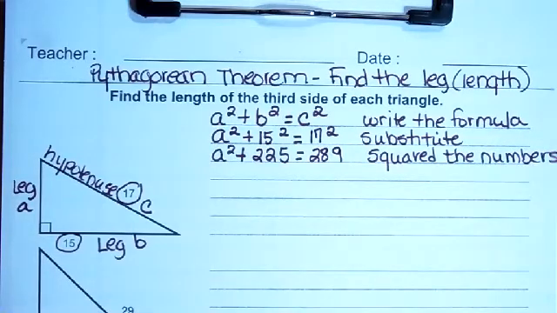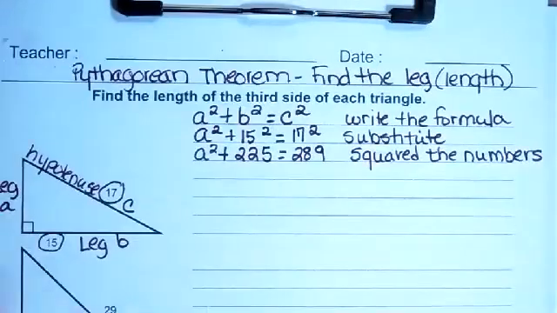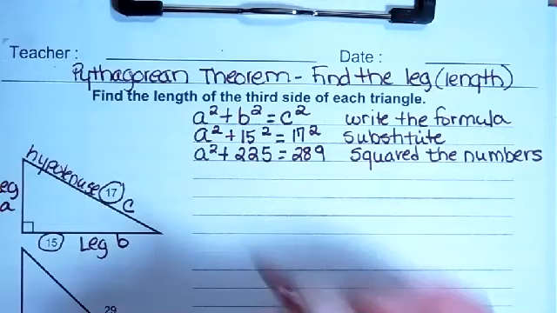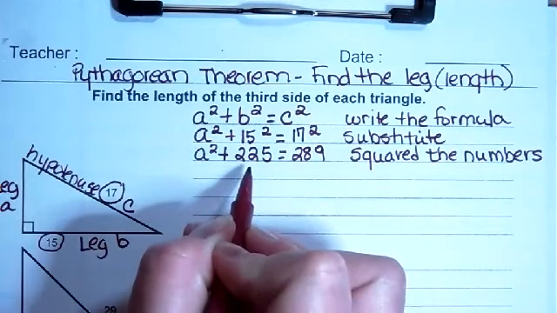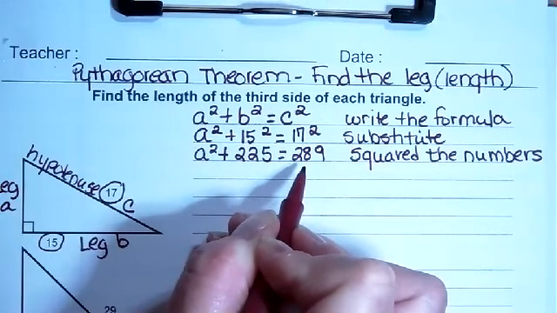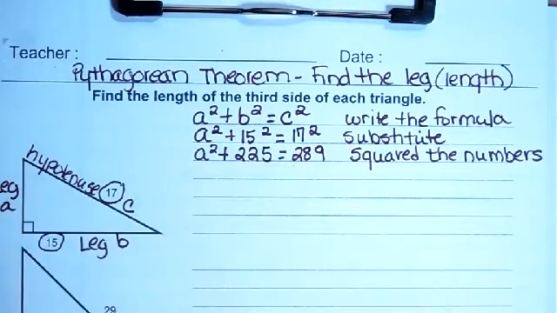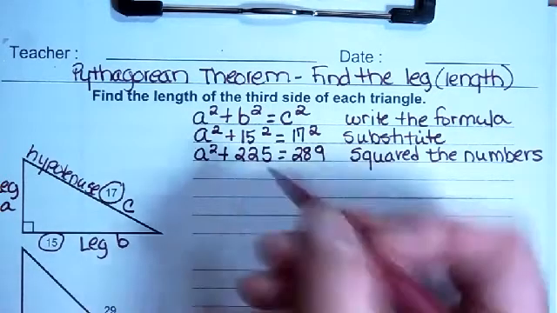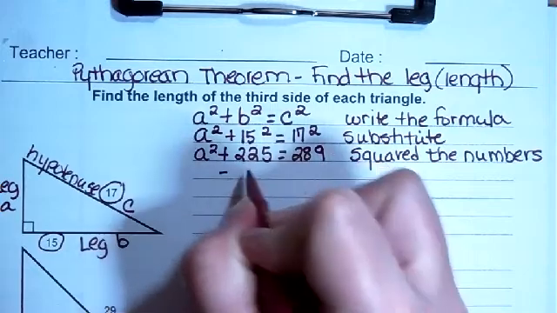Okay, now what I have here is a two-step equation. Okay, I've got to put the 225 over on the right side with the 289. Okay, because I need the two numbers on the same side, and I need to move the 225 because the A squared is on the same side with it. Now, we know if we're going to the opposite side of the equal sign, we're going to do the opposite operation. So this step is going to be subtract.